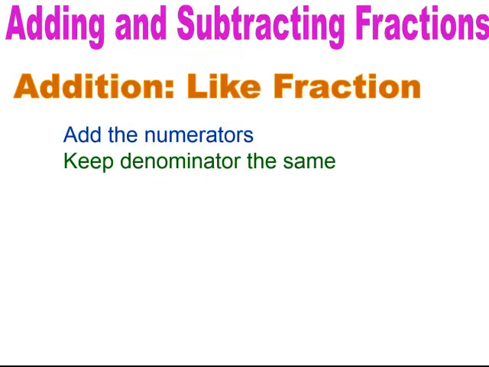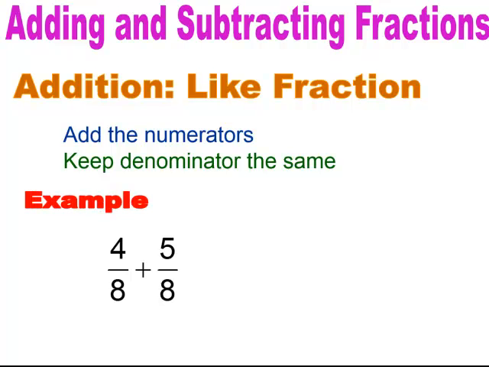So adding and subtracting fractions. When we add or subtract fractions, we want to have the same denominator. If the denominators are the same, we have like fractions. And if we have like fractions, you add the numerators and keep the denominator the same. So here's an example. I have like fractions because both denominators are 8. And because the denominators are the same, I simply add the numerators. So I end up with a fraction of 9 over 8 when I add these two like fractions together.